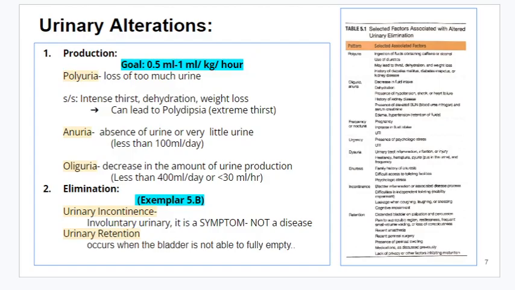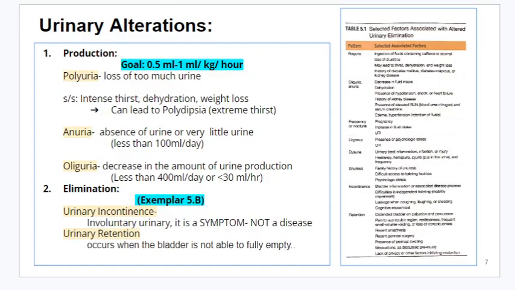So remember, if we know an individual's weight, this is how we want it calculated. Ideally, a physician will give us some parameters, but roughly this is what most parameters will look like. We want them to void 0.5 milliliters to 1 milliliter per kilogram an hour. And so don't be surprised if I put a math question like this on our exam.